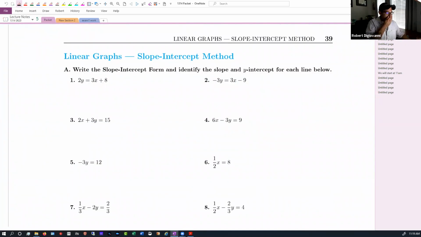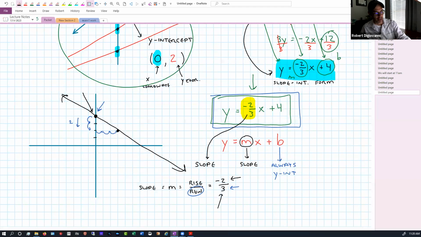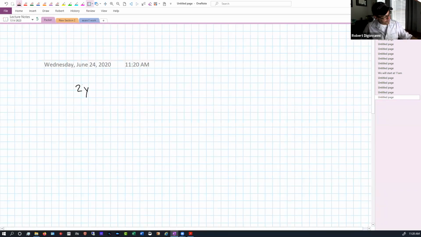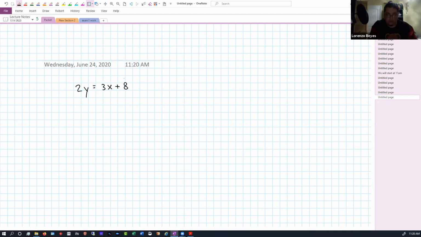Okay, so let's look at this first one. 2y equals 3x plus 8. I'm going to do this on a new page. Is that a linear equation in 2 variables? Yes. Okay, so is it in slope-intercept form? Is it solved for y? No. What do we have to do to solve for y?